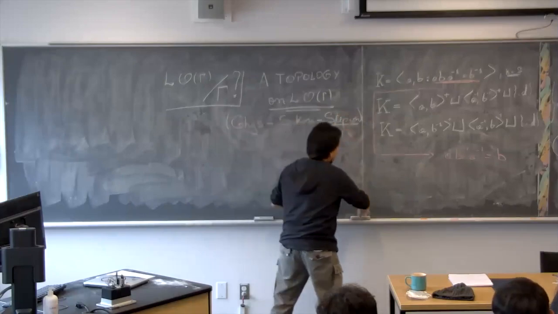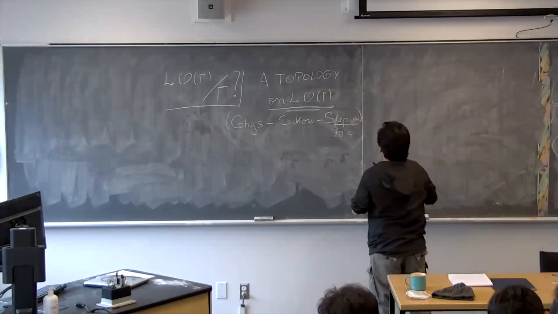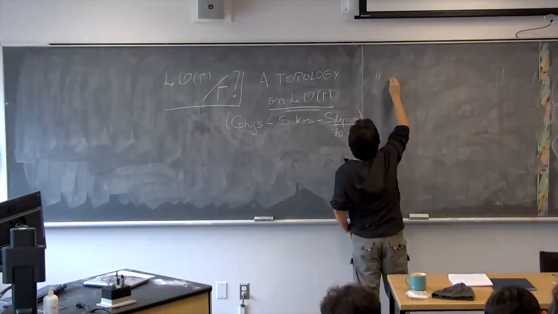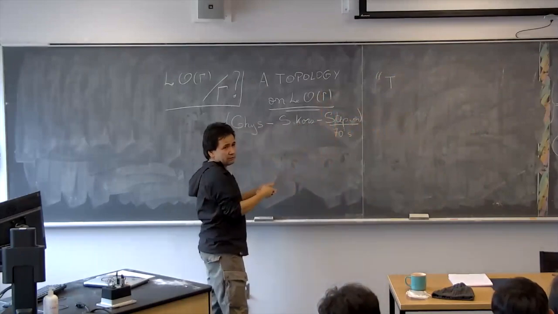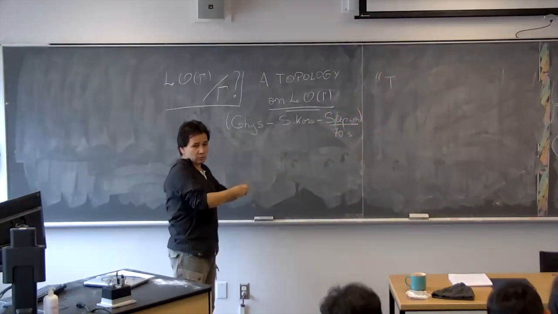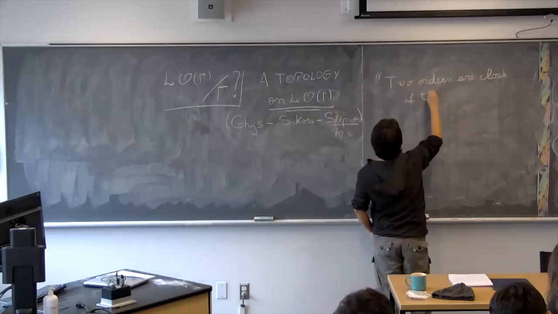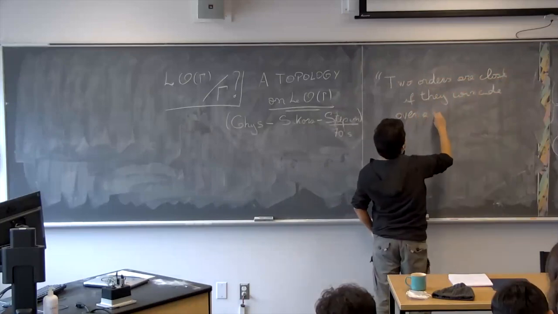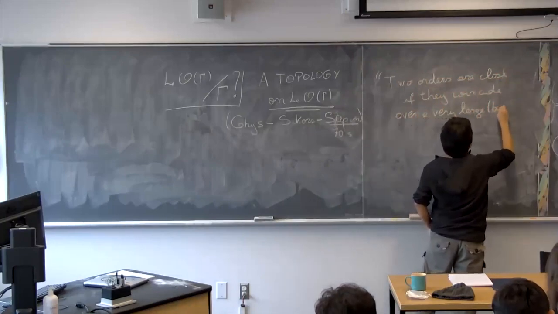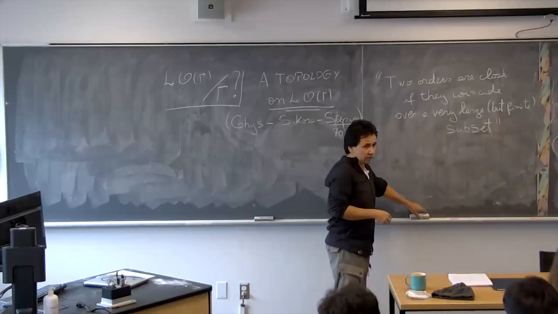But anyway, so the idea is very natural. Essentially, I want to define a topology. So I want to define a notion of closeness between two orders. I will say two orders are close if they agree over a very large, finite set of elements. Okay. This is the definition of the topology.